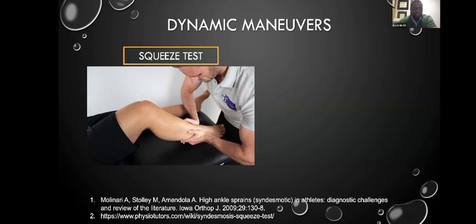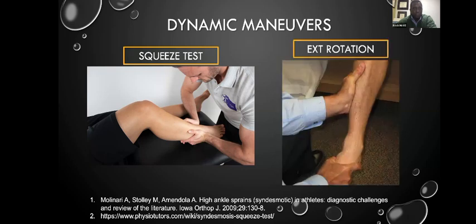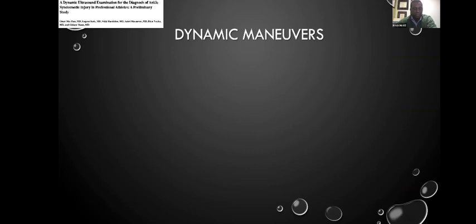You squeeze the fibula and the tibia together. These are two tests that people commonly do when suspecting a high ankle sprain. Another one is the external rotation test. You hold the tibia with one hand, and then you externally rotate the forefoot with the other. The one thing to notice about both of those tests is that they require two hands. So if you're doing ultrasound by yourself, it becomes a little bit difficult to do it well.